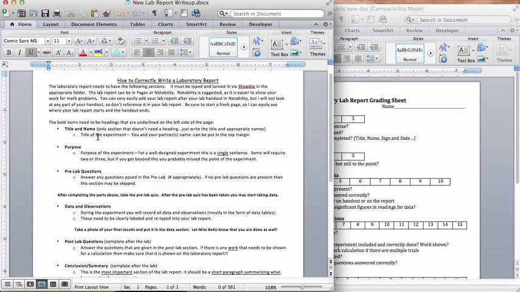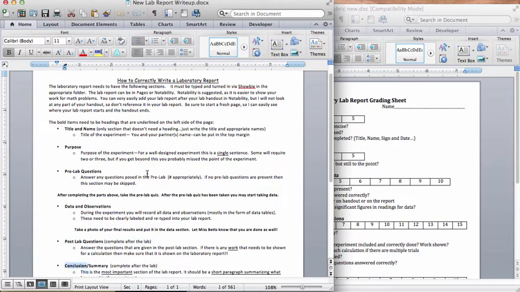Okay, so the first thing you've got to know is the lab report has the following sections. They're all in bold here. You have your title and name, you have a purpose, you have some pre-lab questions, then you have your data, you have your post-lab questions, and then finally you have a conclusion or a summary.